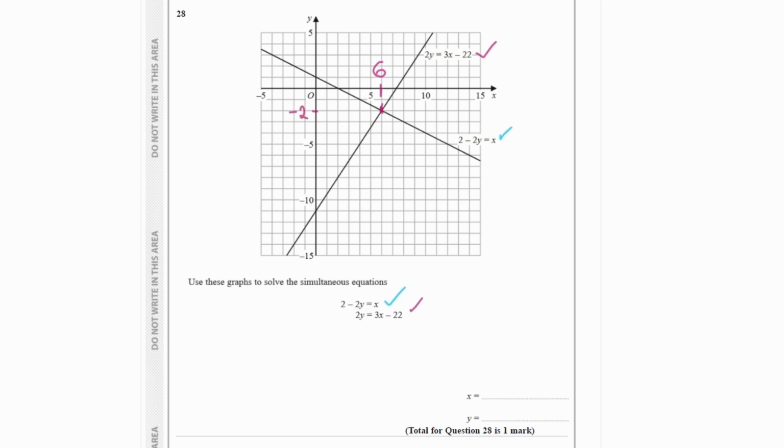So we can just write this as our answer, where x is equal to 6 and y is equal to minus 2. So this was a 1 mark question, and we would get the full 1 mark for giving both the correct coordinates for x and y.